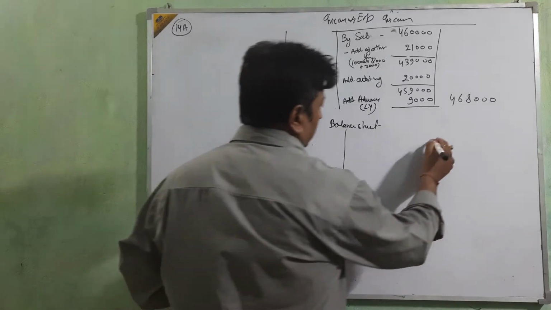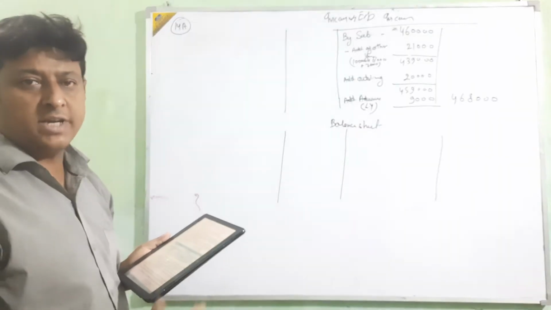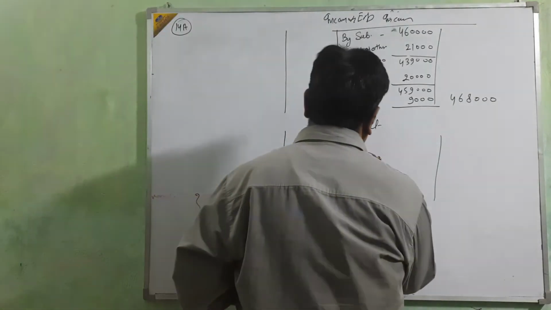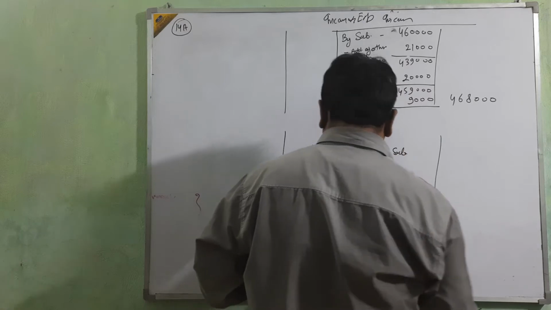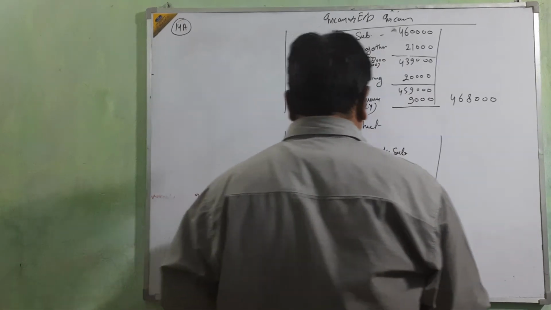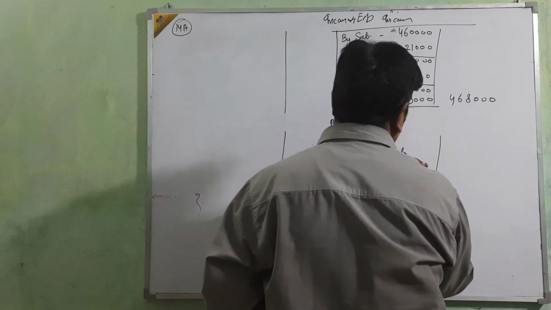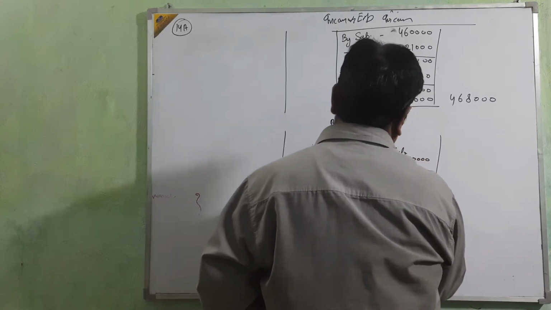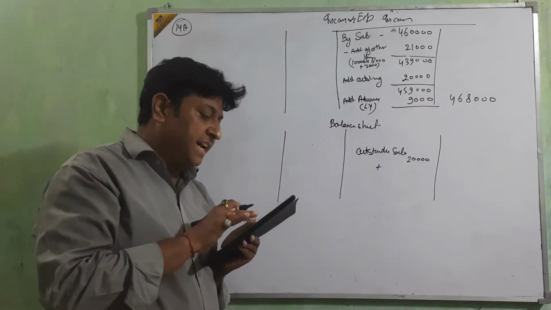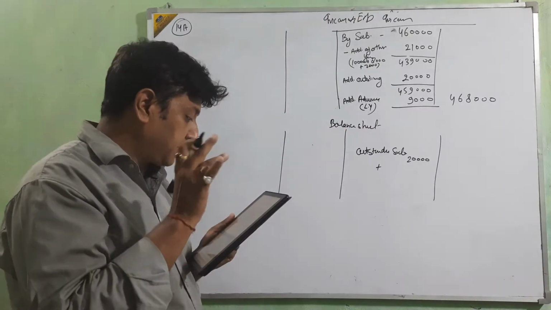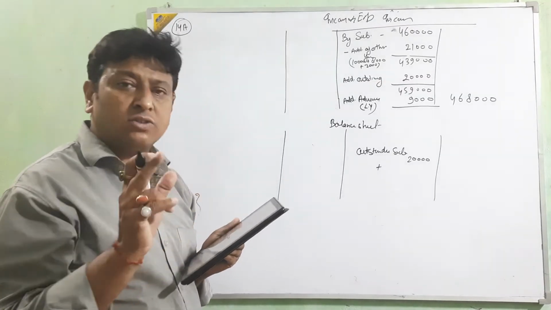Okay, beta. Just see this year's outstanding showing on the asset side, outstanding subscription, beta, for 19-20, 20,000 plus. Just see last year's arrears, first heading. Last year's arrears is 12,500.